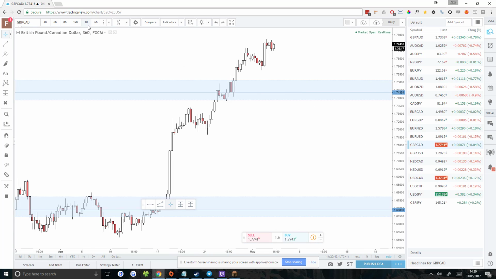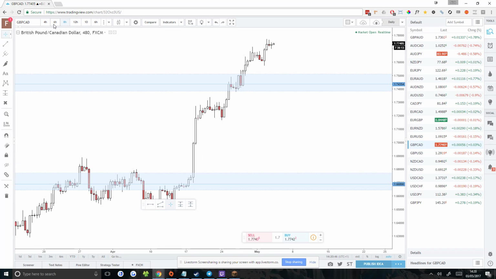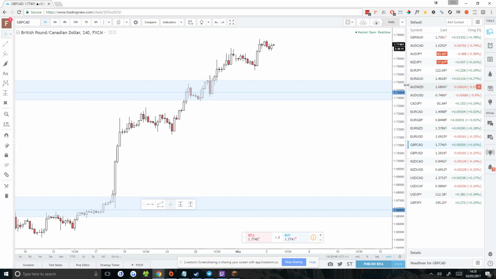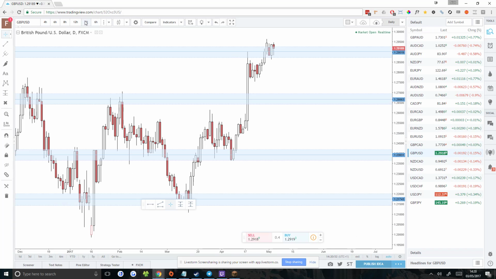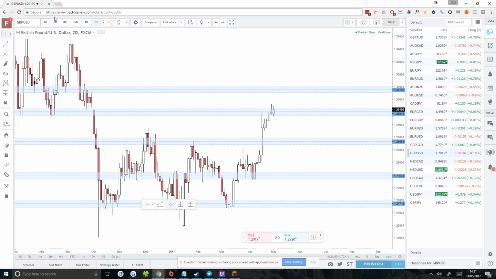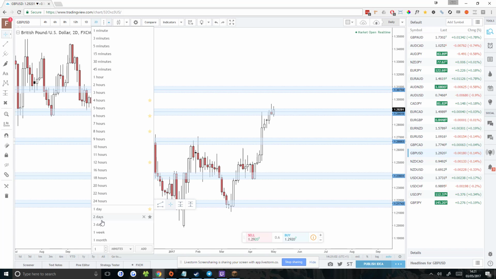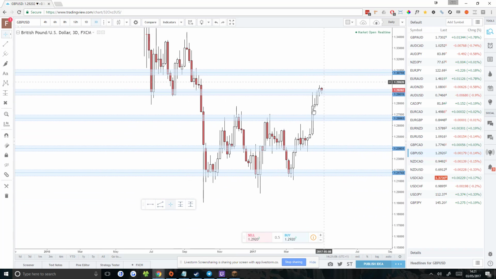GBP CAD, what's up with GBP CAD? Breaking above resistance. Nothing I'd want to trade here. GBP USD. You know where this would look good probably? Let's go up to the 2-day chart. There we go. 2-day chart looks nice. 3-day chart looks nice too.